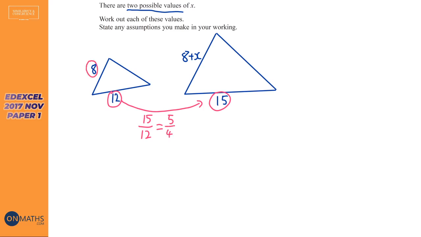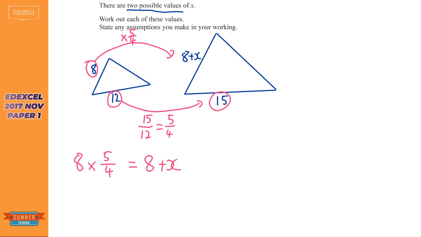And so we've got to do the same with this one. So we're going to times that by the scale factor, so times that by 5 over 4. And we'll do the working out down here, so it's 8 times 5 over 4. But what does that give us? That gives us the new length, which is 8 plus x. Okay, let's get my lines down.